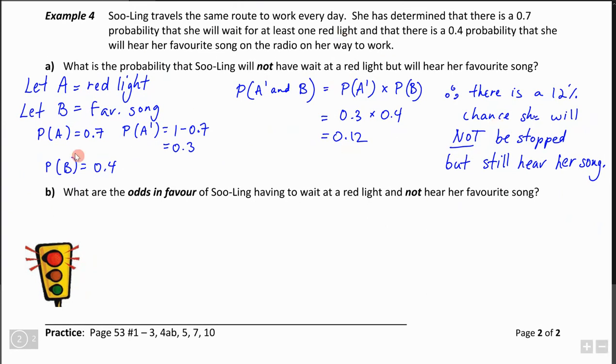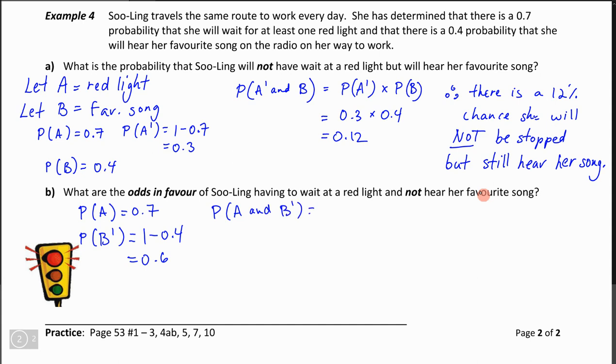Okay. Part B, what are the odds in favor of Su Ling having to wait at a red light and not hear her favorite song? Okay, so I need to know the probability of A, which is 0.7. I need to know the probability of not hearing her favorite song, so B prime, the complement. And so it's going to be 1 minus 0.4, that's 0.6. Okay, so the probability of A and B prime is equal to the probability of A times the probability of B prime, and that's equal to 0.7 times 0.6, and that's 0.42.